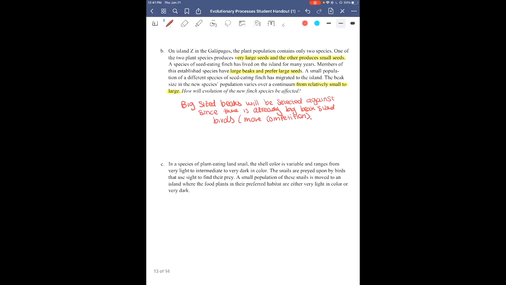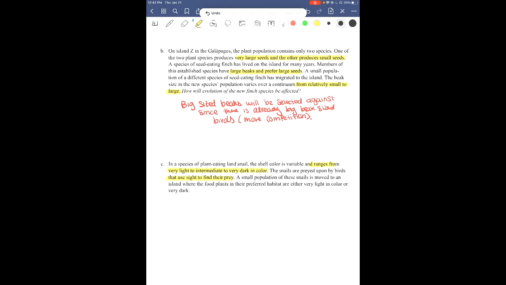Okay. Next scenario. In a species of plant-eating land snails, the shell color is variable and ranges from light to intermediate to very dark in color. The snails are preyed upon by birds that use sight to find prey. So this tells us color is going to affect their ability to survive.